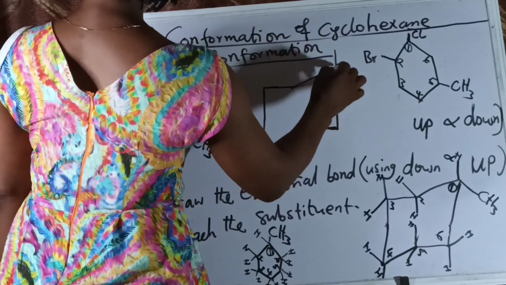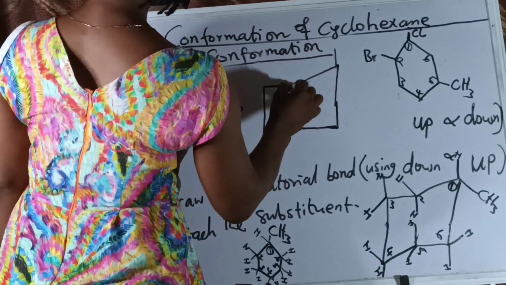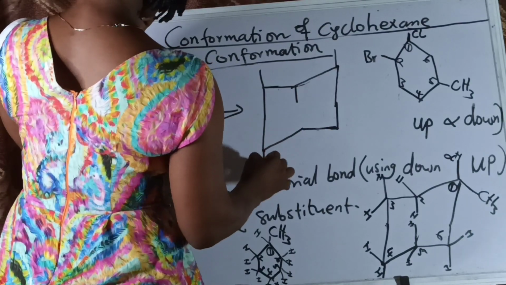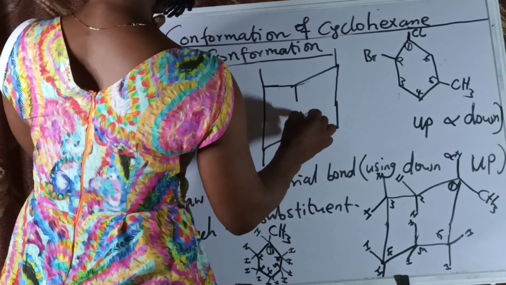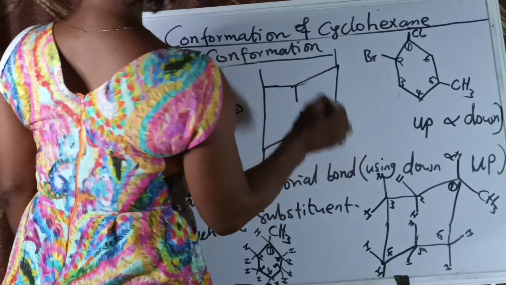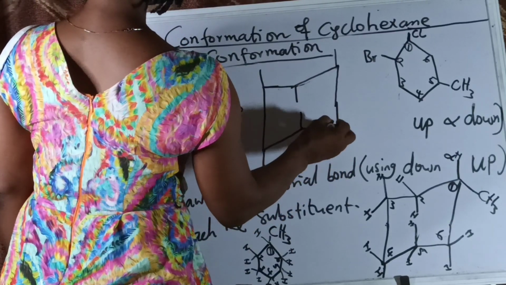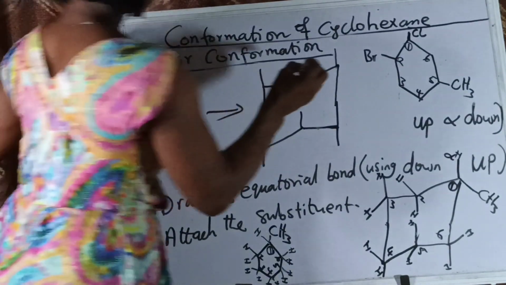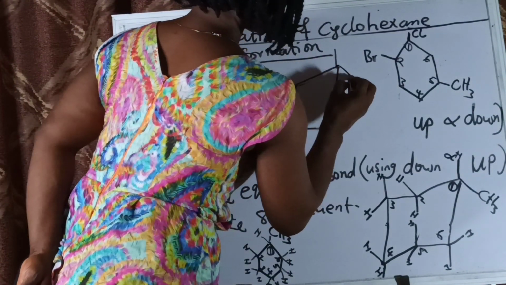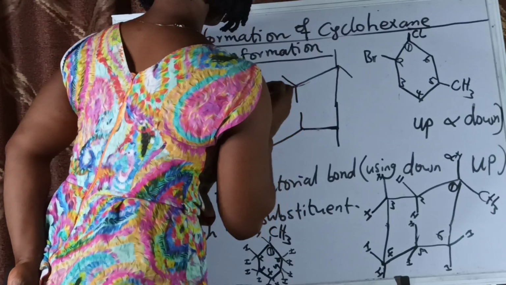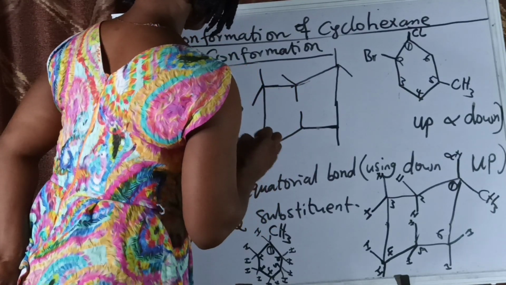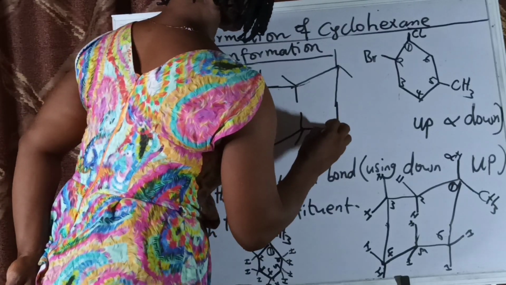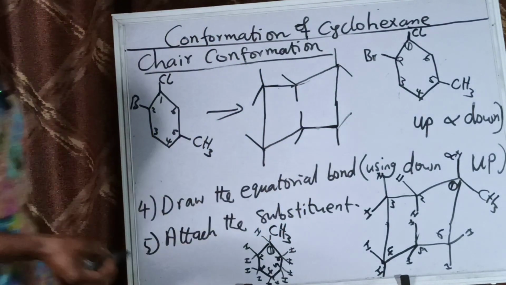And that is it. Then we start with the axial: up, down, up, down, up, and down. Right? Now the next will be what? Equatorial. Then we have down, up, down, up, down, up. And that is it.